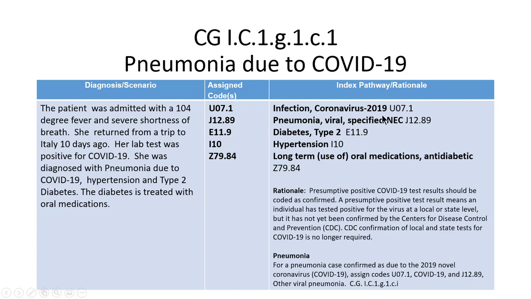The viral pneumonia, and it's viral because COVID-19 is a virus, so it's a viral pneumonia. There is no code under pneumonia viral for COVID-19 yet. I bet there will be. So as of right now, you're going to code just specified because you know what it is. It's specified. Type 2 diabetes, hypertension, and the use of the oral meds for the diabetes.